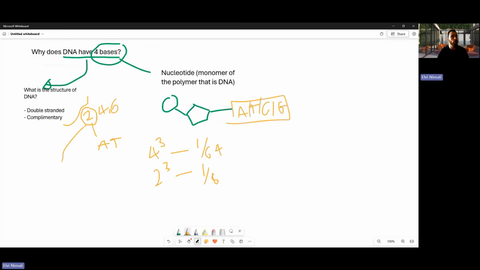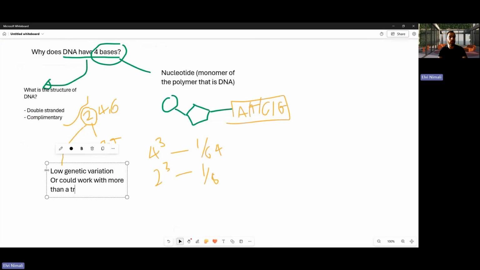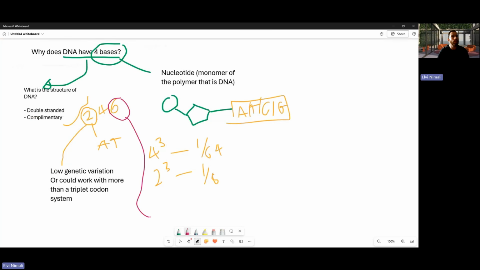So basically, we can rule out 2 due to low genetic variation. Or it would have to be more than a triplet codon system to work. Now, on the other hand, 6 you might think is even better, because 6 to the 3 is a very large number, which I believe is, off the top of my head, 216, I think. Doesn't really matter, but it's a large number. And obviously that is a huge amount of genetic diversity potentially, all these combinations.